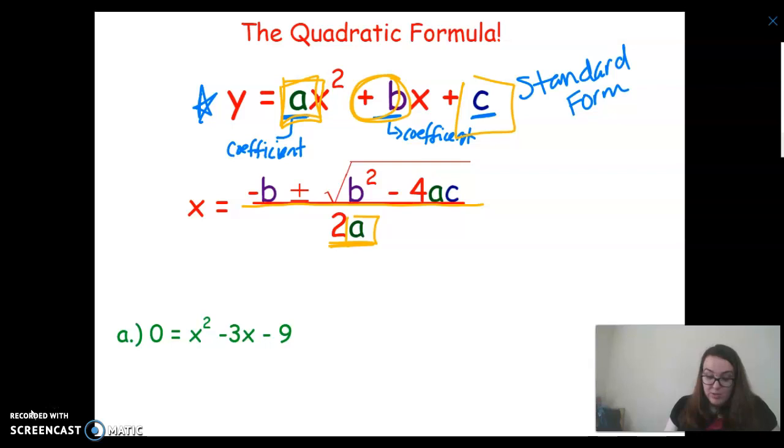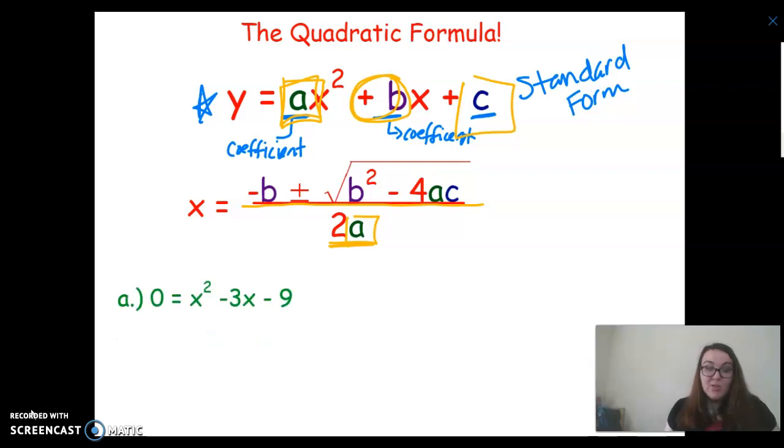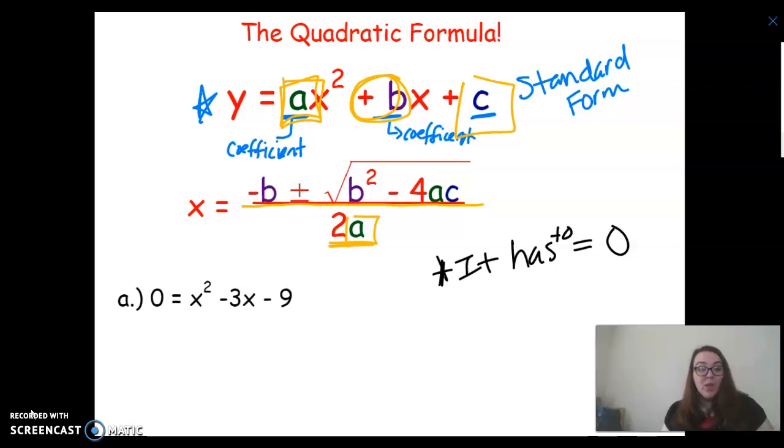0 equals x squared minus 3x minus 9. So we're going to solve this using that quadratic formula up here. One thing that you need to note when solving using the quadratic formula is that it has to be equal to 0. Okay, so it has to equal 0 for it to work.